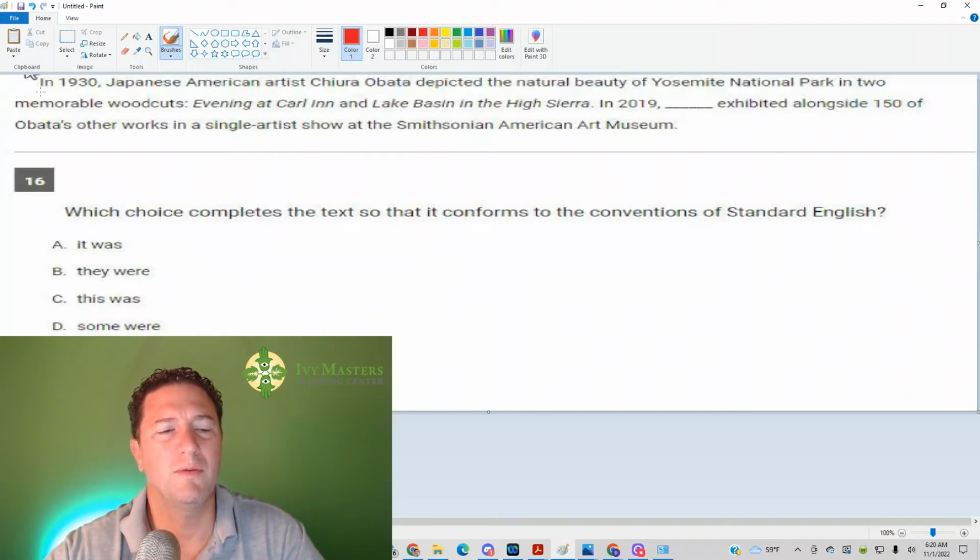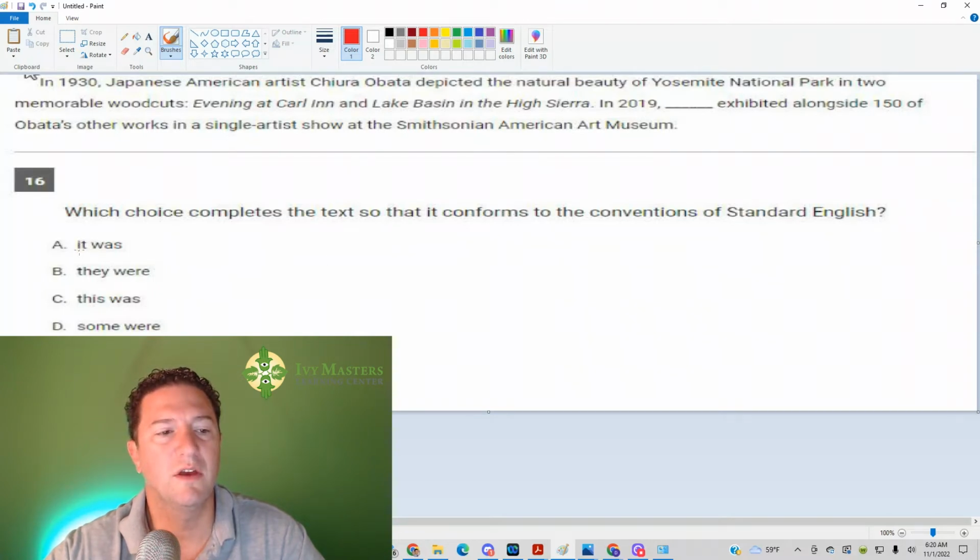So we're going to read from the beginning of the paragraph. In 1930, Japanese-American artist Chiura Obata depicted the natural beauty of Yosemite National Park in two memorable woodcuts, Evening at Lake Basin and Lake Basin in the High Sierra. In 2019, then we get our answer choices.